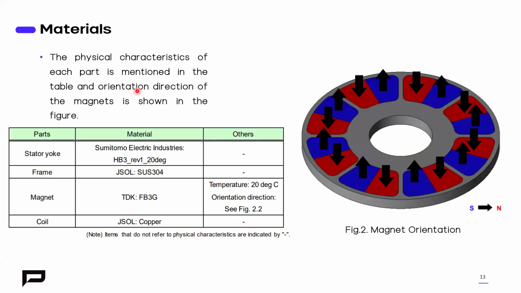Next are the materials. What are the materials we are going to assign for each part? The stator yoke is made of Sumitomo Electric Industries HB3 reversible 20-degree, the frame is made of SUS stainless steel material, the magnet is a ferrite magnet, and the coil is made of copper. So these are the materials.